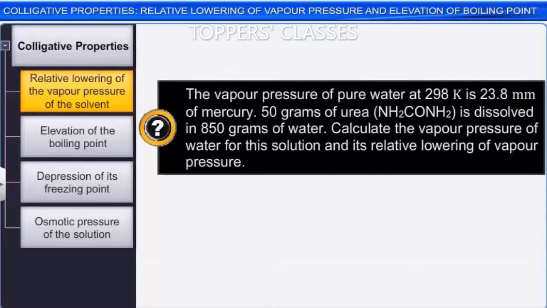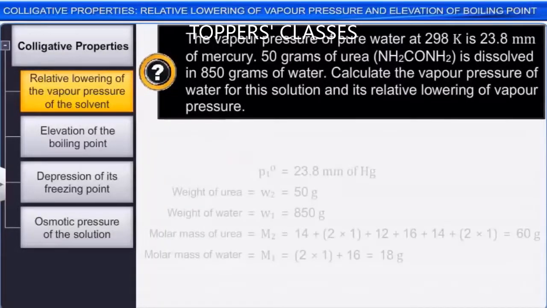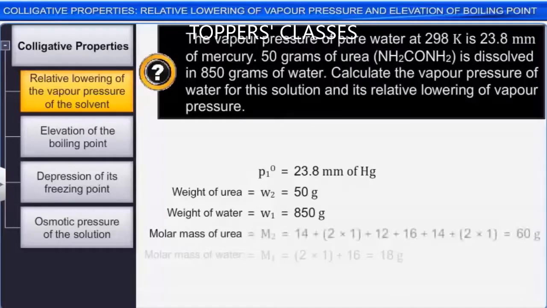The first step is to list the given variables. P1 naught is equal to 23.8 mm. Weight of urea, W2, is equal to 50 grams. Weight of water, W1, is equal to 850 grams. Molar mass of urea, M2, is equal to 60 grams. Molar mass of water is equal to 18 grams.